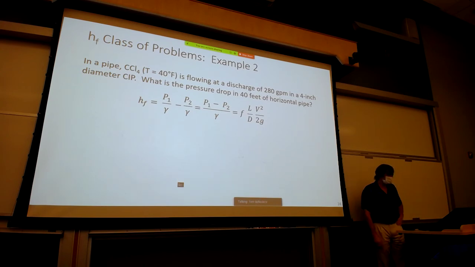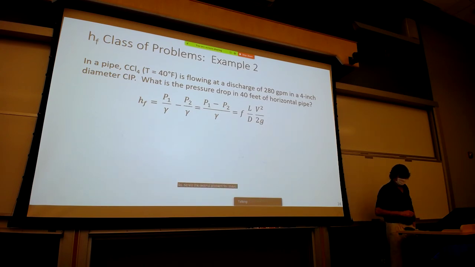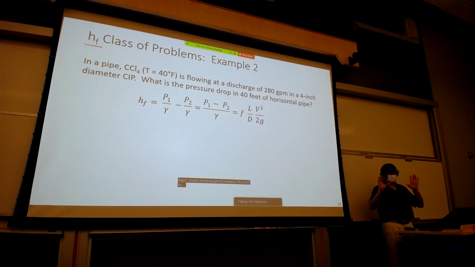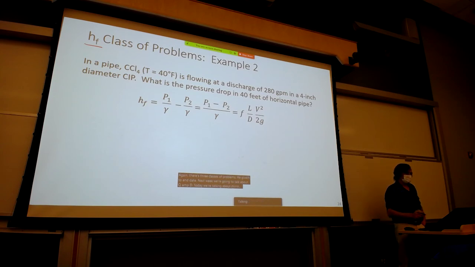So, here's the second problem for today. 4 more slides. In a pipe, carbon tetrachloride, temperature is 40 degrees Fahrenheit, that helps me find fluid properties, is flowing at a discharge of 280 gallons per minute. Again, there's 3 classes of problems, H sub F, Q, and D. Next week, we're going to talk about Q and D. Today, we're talking about H sub F. So we have 280 gallons per minute of carbon tetrachloride flowing in a 4-inch diameter CIP, cast iron pipe. What is the pressure drop in 40 feet of horizontal pipe?